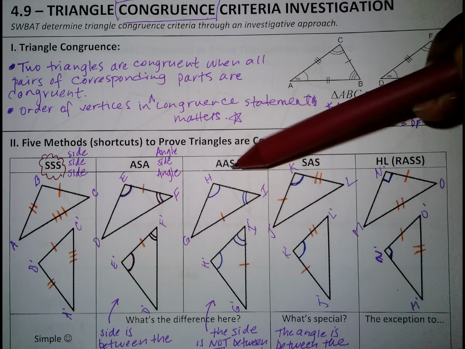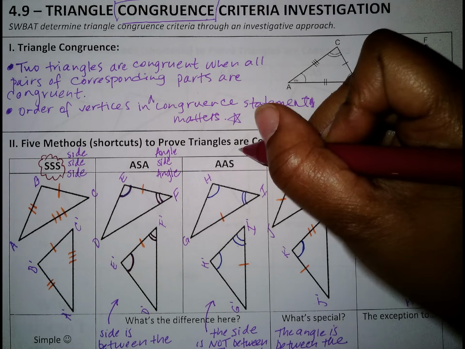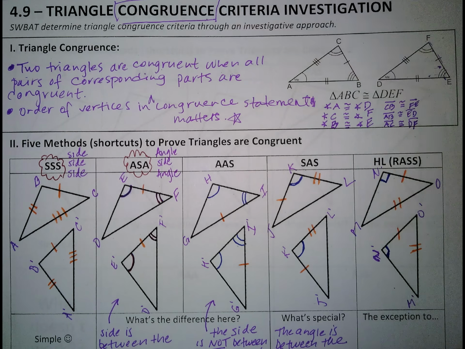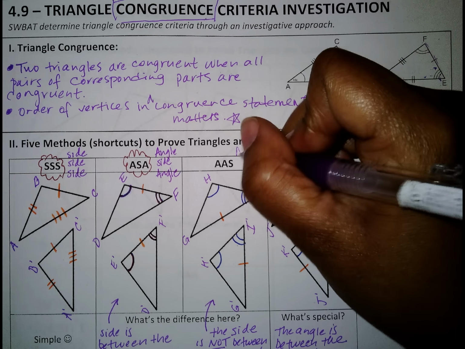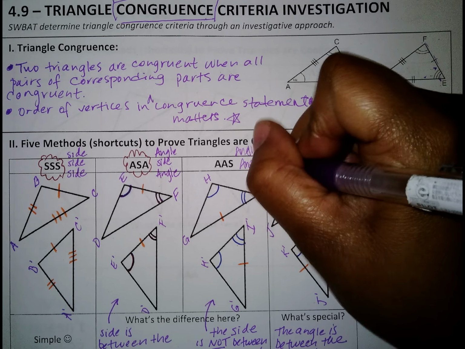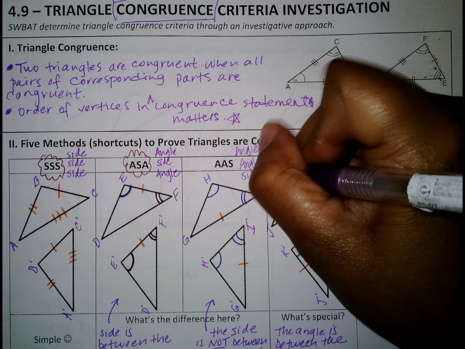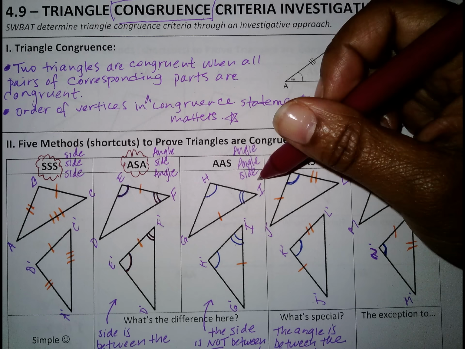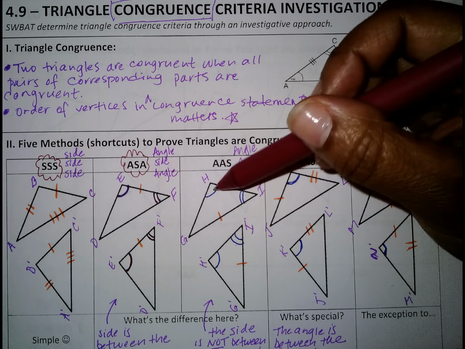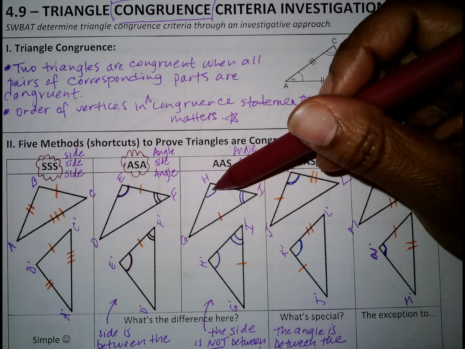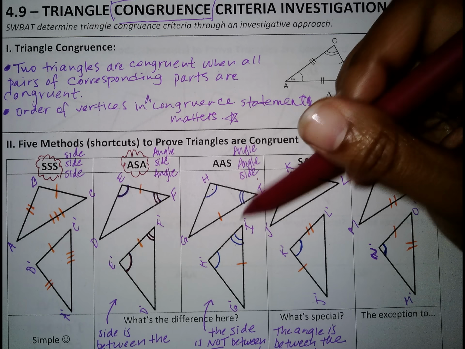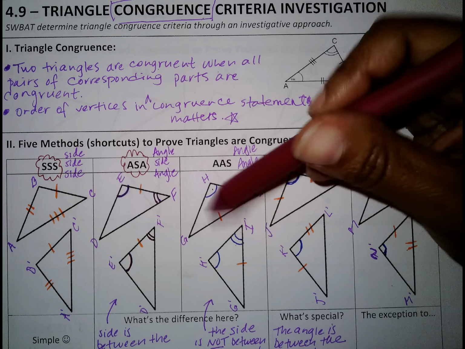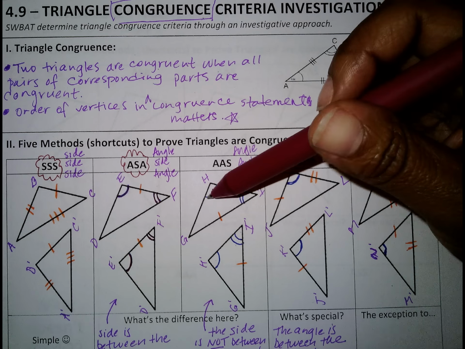Actually, let's talk about angle, side. So AAS stands for angle, angle, side. So we have angle, side, angle. Then we have angle, angle, side. So if you have two corresponding angles that are congruent, another set of corresponding angles that are congruent, and then a side that's congruent, your two triangles are congruent and will lay flat over each other perfectly.